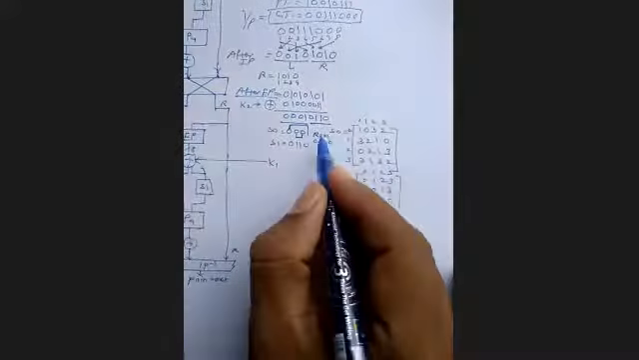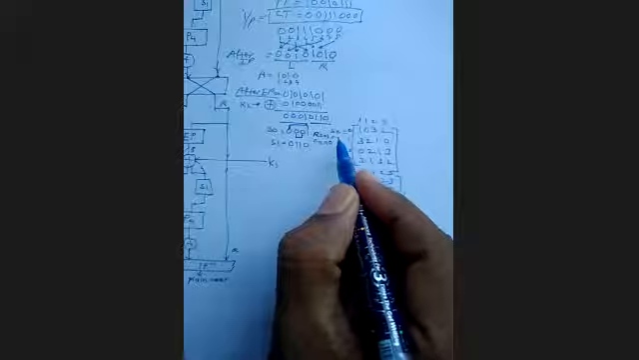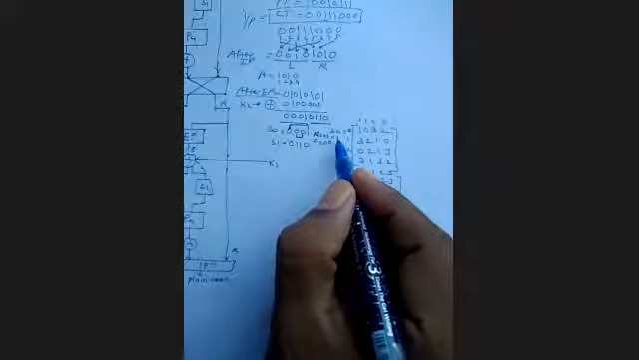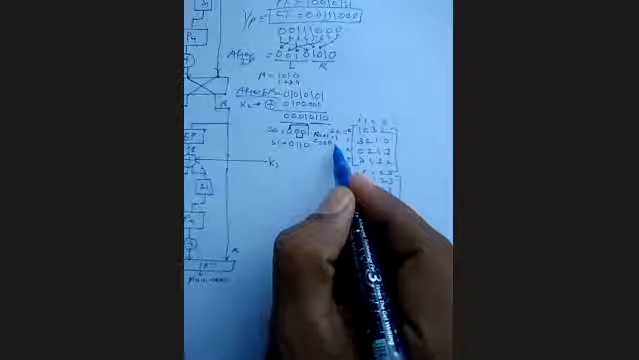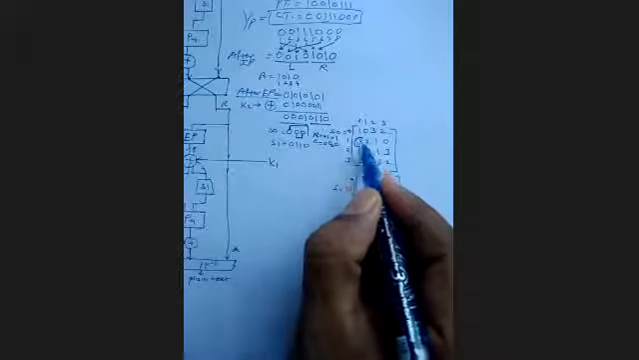So 0, 1. What is the binary value of 0, 1? It is 1. And 0, 0 is 0. See, so row 1 means the first row, and column 0 is what value I got? 3. Are you getting my point?